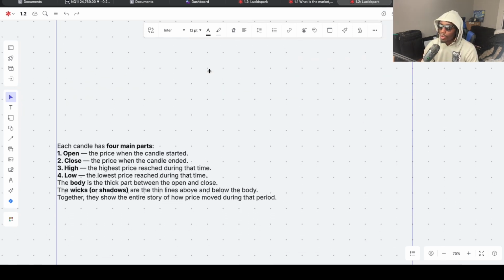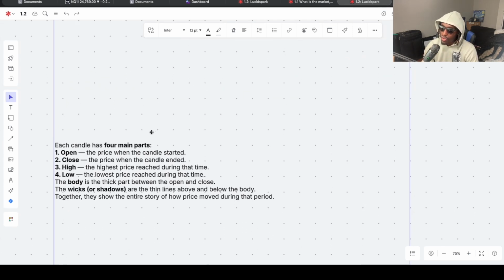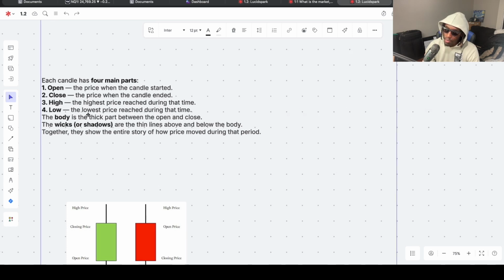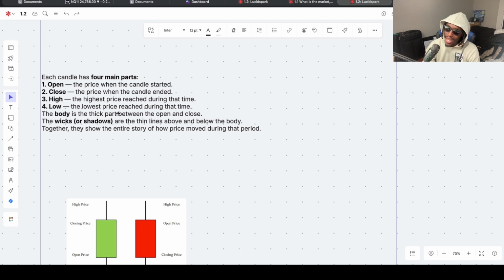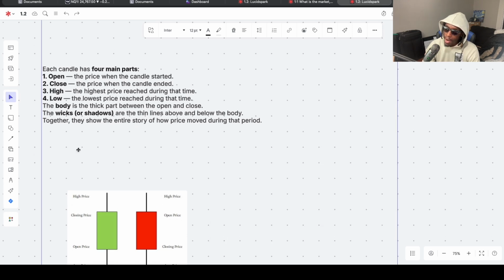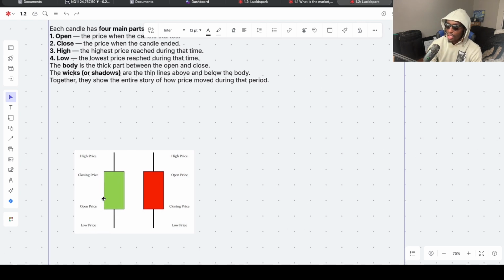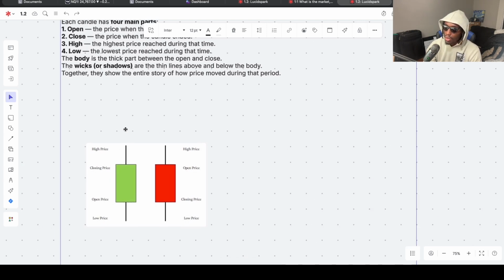All right, let's go lower. So each candle has 4 main parts. We have the open. That's where price opens at. We have the close, where the price ends at. We have the highest point that the candle reached in that time frame, which is the high, and then we have the low, the lowest price reached during that time frame. The body is this big chunky part, and then the wicks are the thin lines.